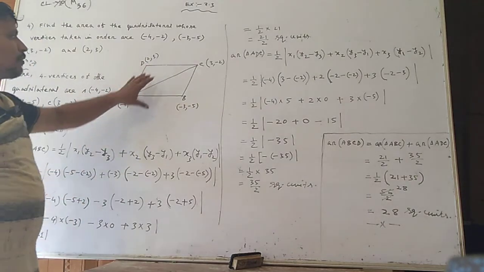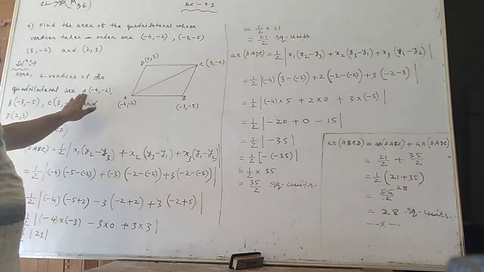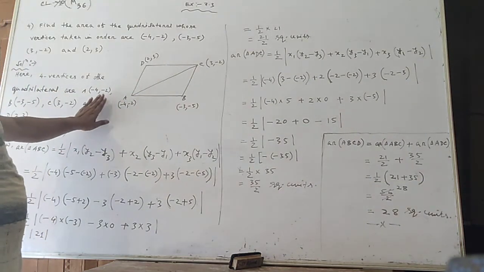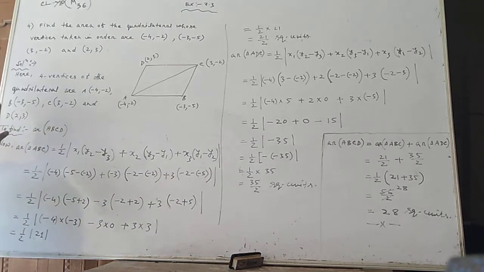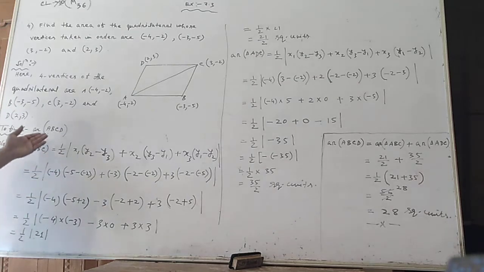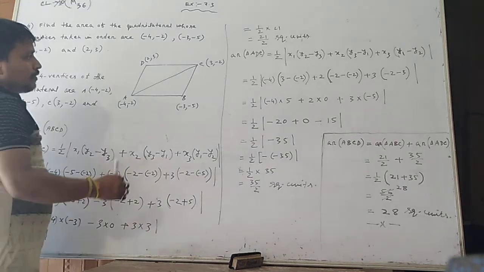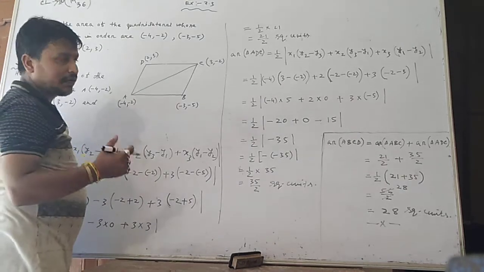So, first of all, we have to write the introduction of the diagram. The four vertices of the quadrilateral are A, B, C and D. All these things we have written. Then, to find the area of quadrilateral ABCD, we have to use the area of triangle formula.